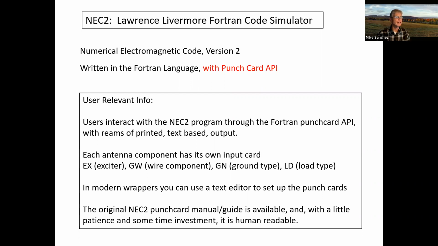Each antenna component has its own Fortran card, which you have to construct. So a wire has to be built. A transmitter, which is called an exciter, has to be built. Ground has to be built. The type of load, which we'll talk about in a second, has to be defined. Everything has to be defined in one single card, which is one line, ultimately, of code in this text file.